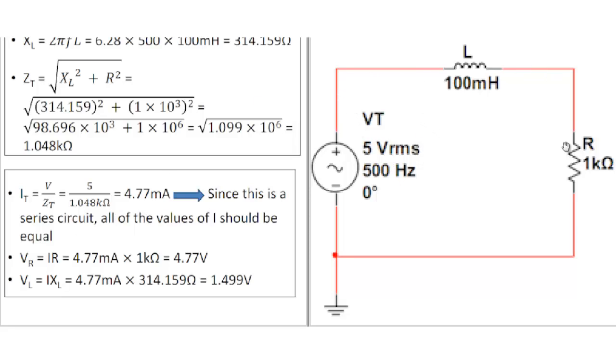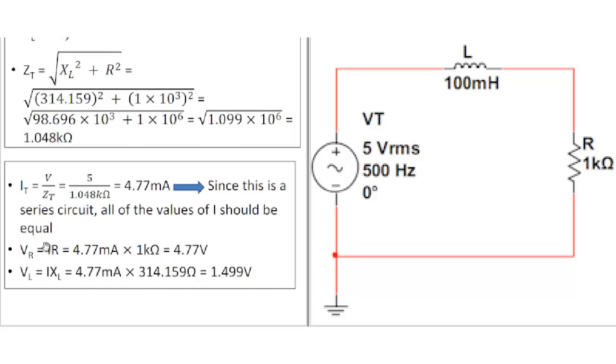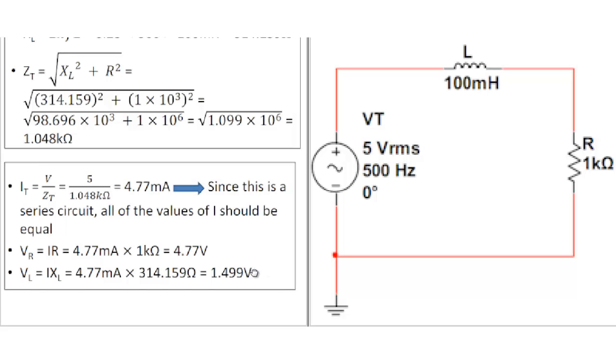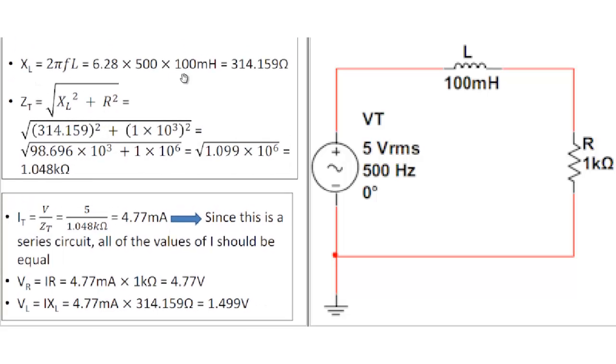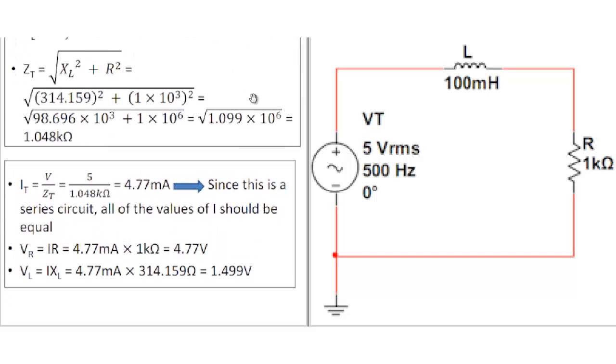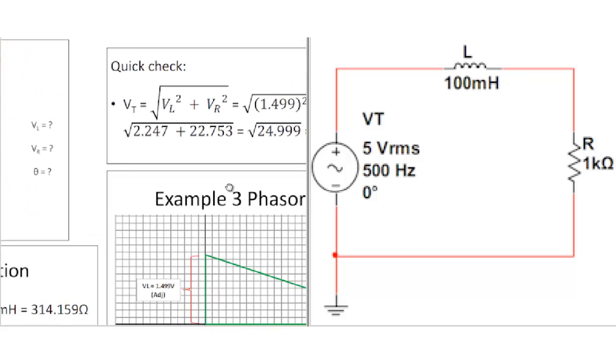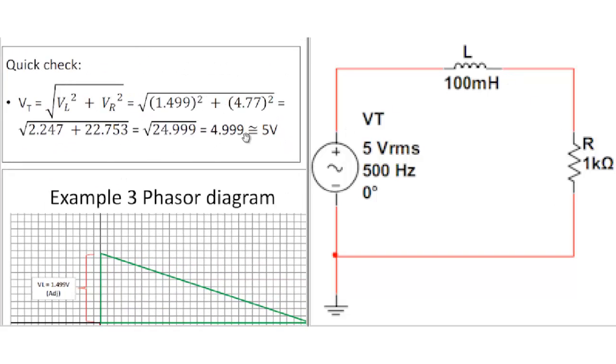And once you know the total current flow through the circuit, then you can find the individual voltage drops by multiplying it by the individual impedances. In this particular case, the voltage drop across the inductor is equal to the inductive reactance that they found up here, 314 or so ohms. You multiply that by the total current, 4.77 milliamps RMS, and you get the voltage drops, and then you can use the voltage drops to check to see if you've done the math right.